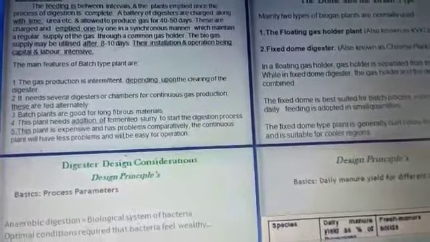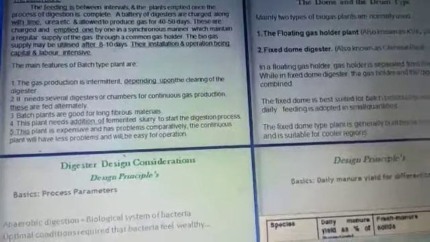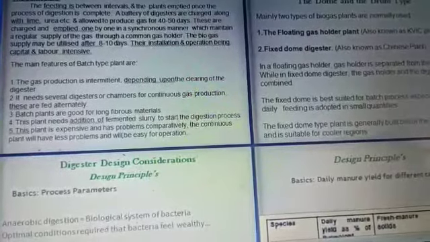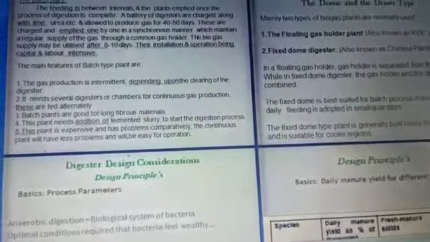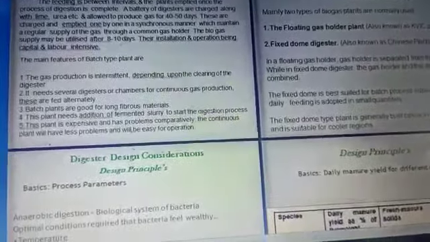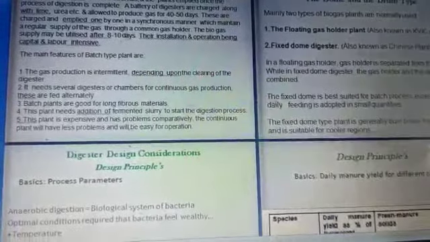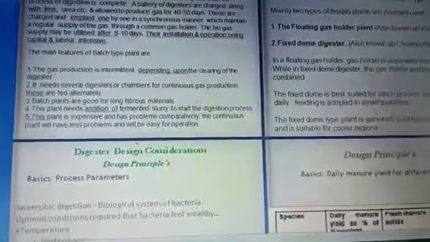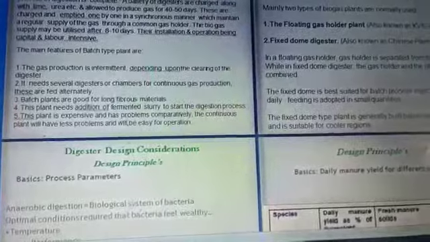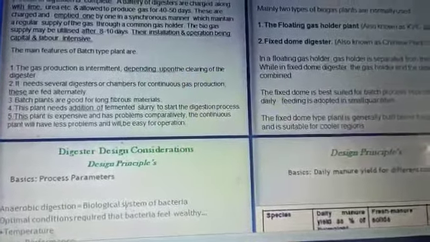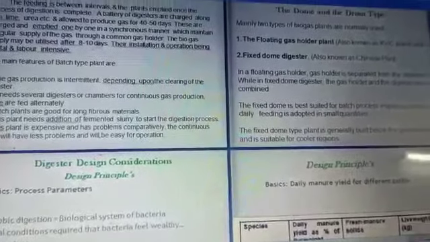That is the basic concept there, and it will be producing gas for 40 to 50 days, so the slurry will be kept for up to 40 to 50 days, and in between the gas can be released, and you can supply the slurry again in 8 to 10 days. Here the installation and operations are discussed.